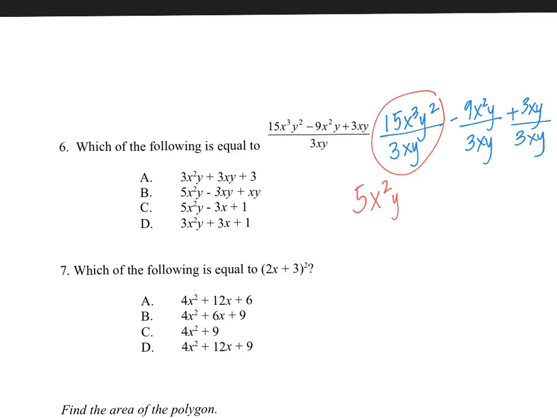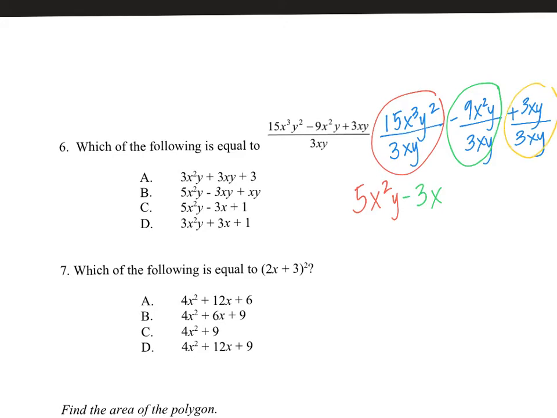Now let's look at this next set. So let's do this in green. So -9 divided by 3 is going to give us -3. X squared divided by x is going to give us x, and then those y's cancel out.